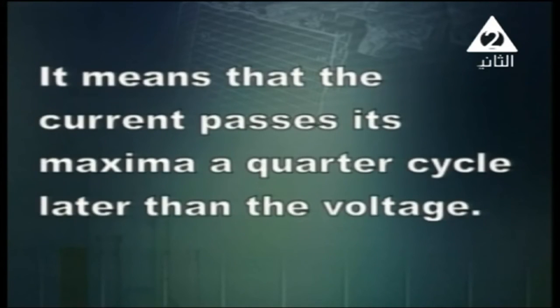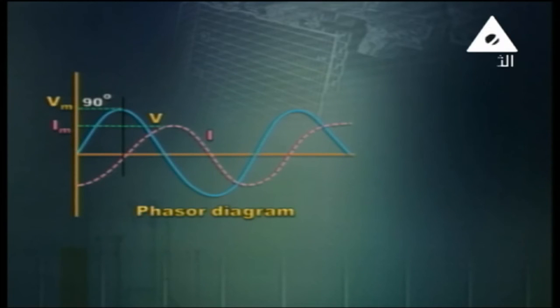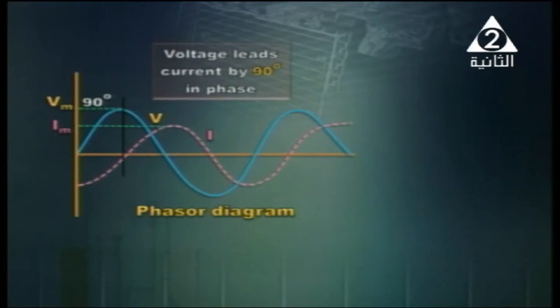It means that the current passes its maxima a quarter of a cycle later than the voltage. When we say current lags behind, it means that the current passes its maxima a quarter cycle later than the voltage. It is shown in front of you.